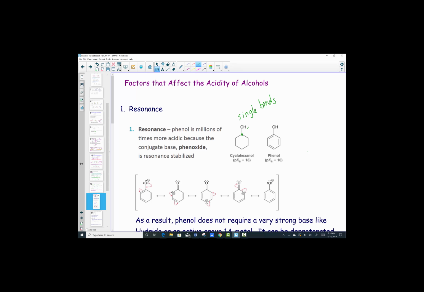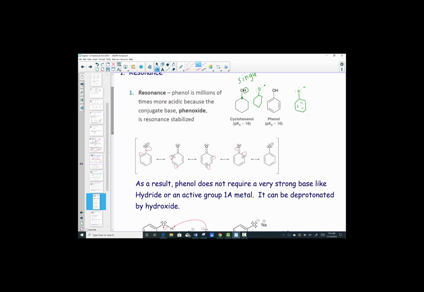So when I deprotonate this and I come up with its conjugate base, there is only one place where that extra electrons can be stabilized, and that's just directly on the oxygen atom. However, when I deprotonate phenol and form its oxide, notice that there's an ability to move those electrons around using arrows to help create stable configurations through resonance. And that's what we've located here.